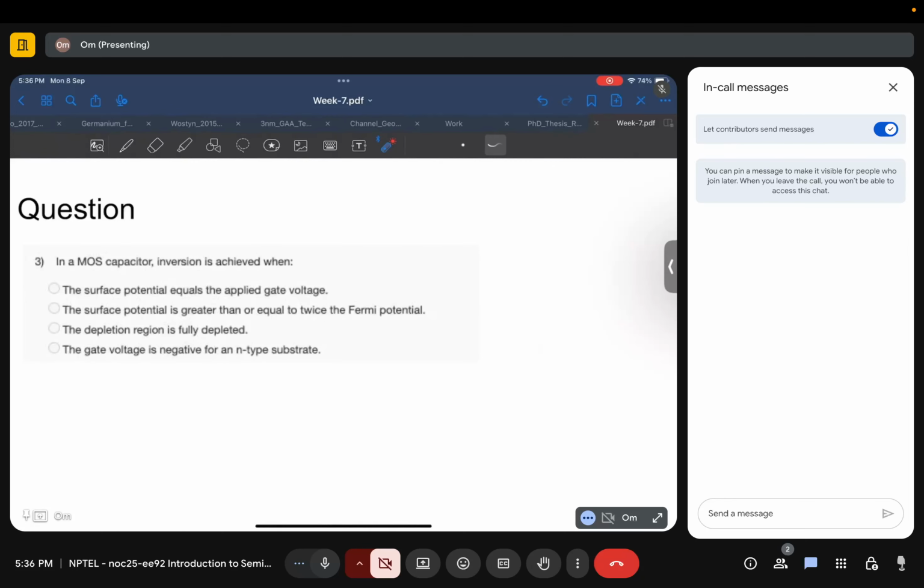Okay, so let's see how this question goes. In a MOS capacitor, inversion is achieved when, options are: the surface potential equals the applied gate voltage; the surface potential is greater than or equal to twice the Fermi potential; the depletion region is fully depleted; the gate voltage is negative for an N-type substrate. The answer is the second, right. In inversion, we have psi s equals 2 times phi f, right? Which is this.